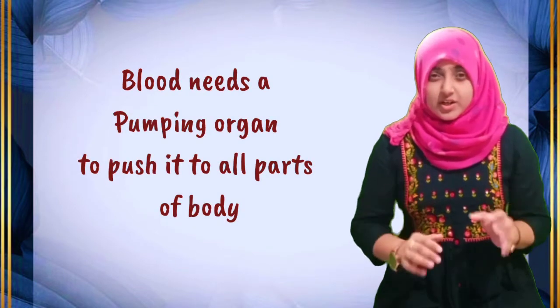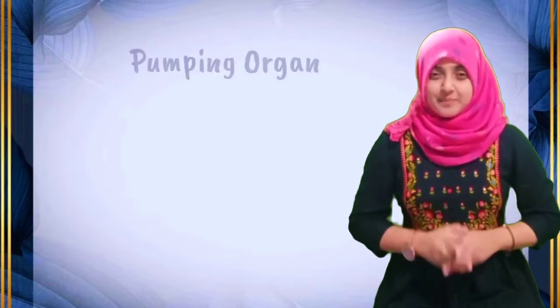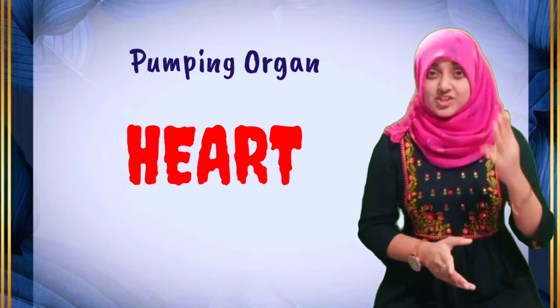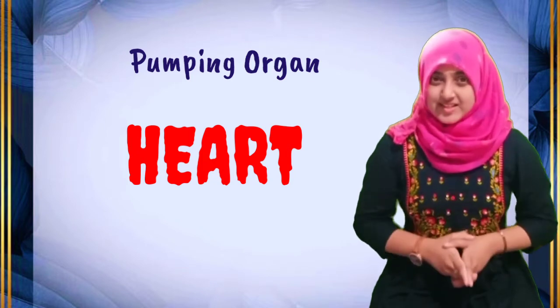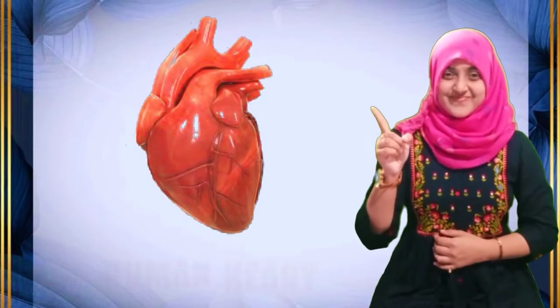Since this blood does so much of work, it needs something. That is, it needs a pumping organ to push it to all the parts in our body. Right? So that pumping organ is nothing but the heart. And this heart is the third major component of our circulatory system. So how does this pumping organ, the heart, look like? Does it look like this? Not at all. Well, it's the most complicated and sensitive organ of a body which appears like this.